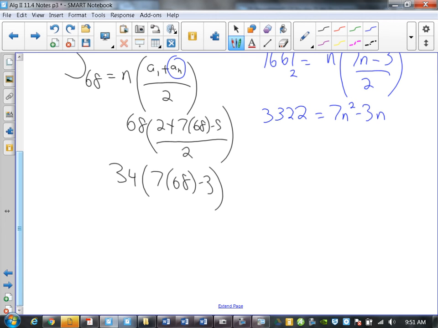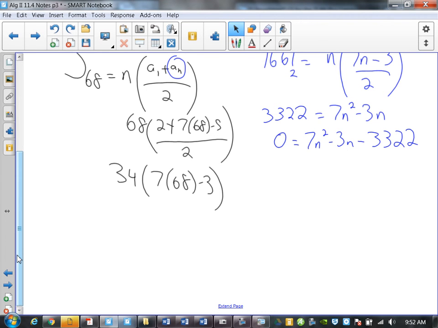And again, I don't know about you, but I'm sure not going to factor this because that just takes too long. What am I going to use? The quadratic formula, y equals. Yeah, y equals. You were almost there. You were halfway there.